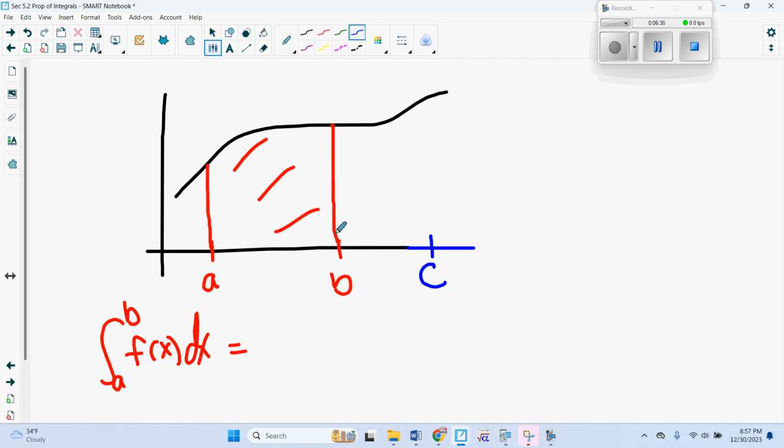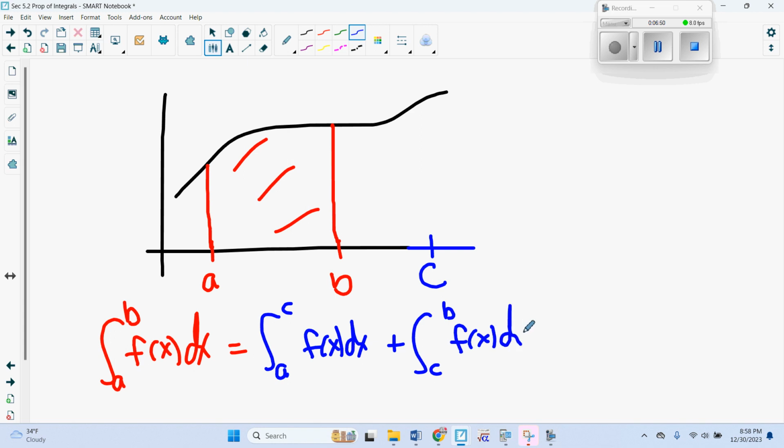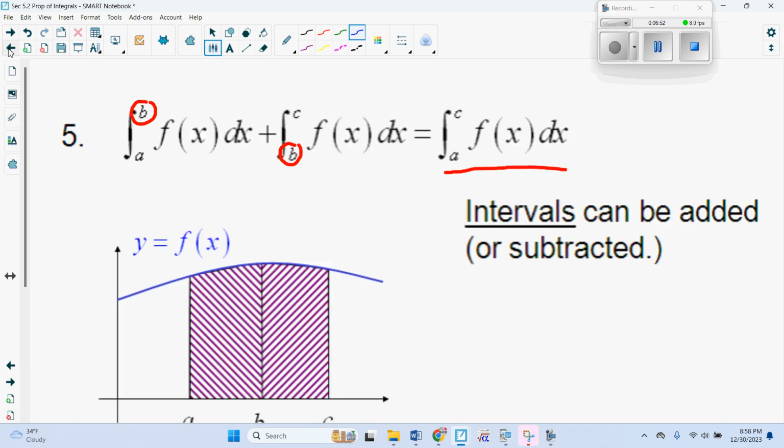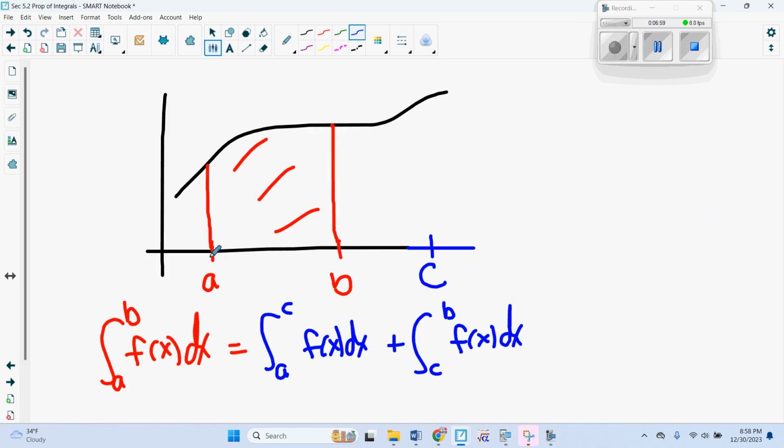Now, that doesn't seem like that's anywhere associated to it, but I could rewrite this as the integral from a to c of f of x dx plus the integral from c to b of f of x dx. And that's just following our property here. It doesn't say anything about where those a's and b's and c's have to be. And if you think about this integral here from a to c, it is this area right here.